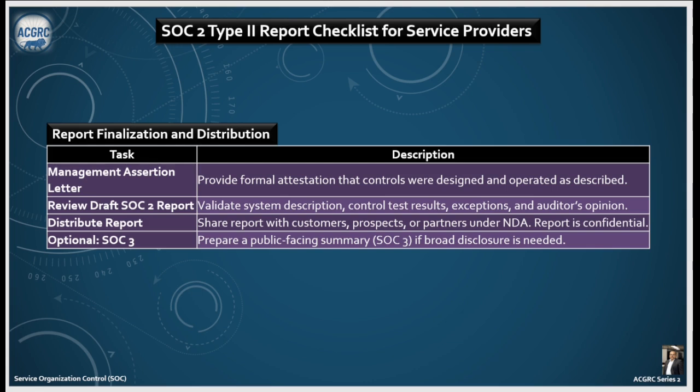Next is report finalization and distribution. Start off with the management assertion letter, which provides a formal attestation that controls were designed and operated as described, or not operating. Validate the system description, controls, results, and exceptions. This is the place where all that the auditor has seen, found, and experienced would be shared. You either agree or disagree with it. The auditor has the final say.